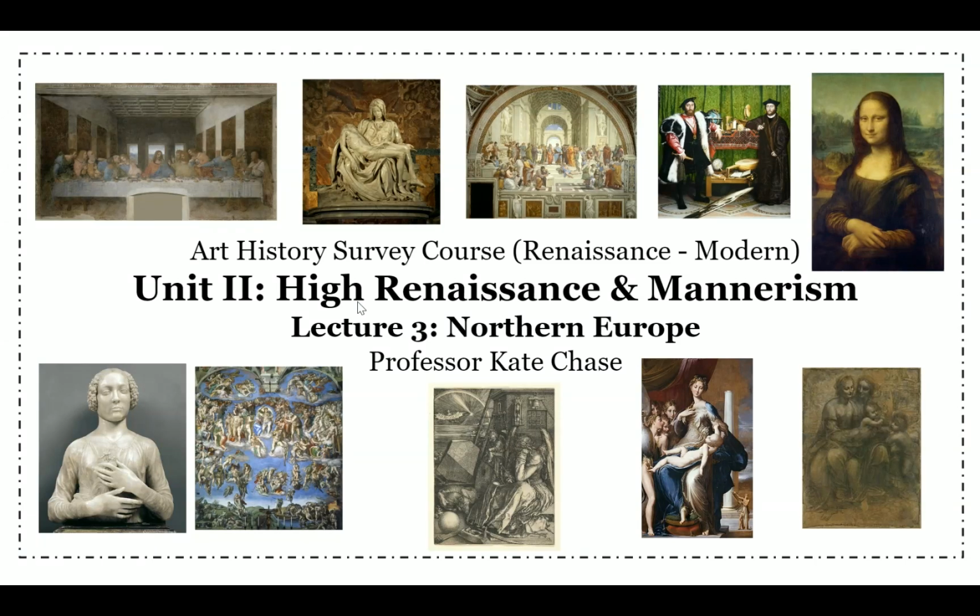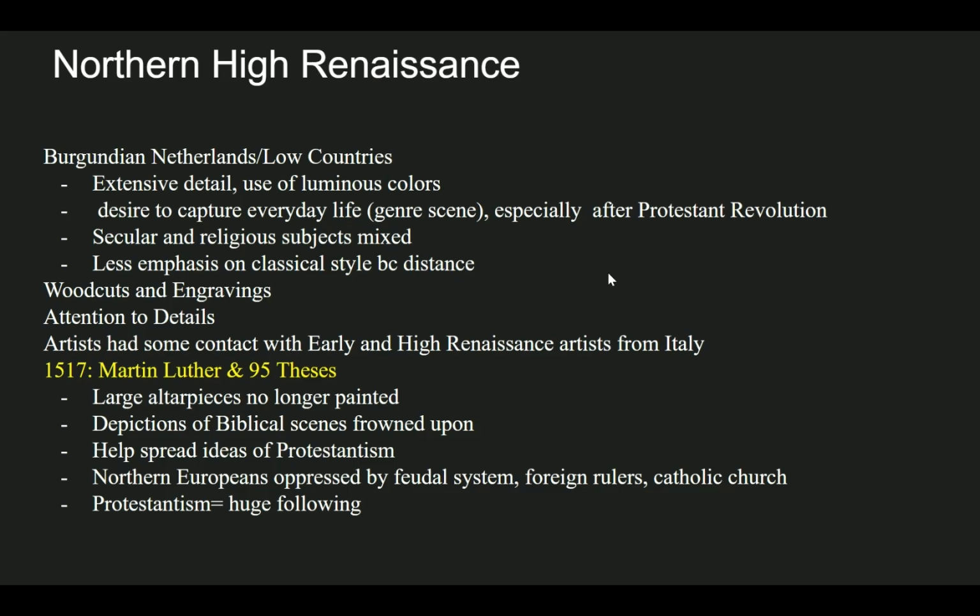Welcome to the last lecture on the High Renaissance, where we'll be looking at Northern Europe. So when we're considering that same area, Burgundy, Netherlands, Belgium region, we still have this extensive detail, this meticulous attention to details, the use of luminous colors. We're also going to see a new term called genre scenes, which is the desire to capture everyday life, especially after the Protestant Revolution. There's secular and religious subjects that are mixed, and there's less of an emphasis on classical style because they're farther away from Rome geographically.